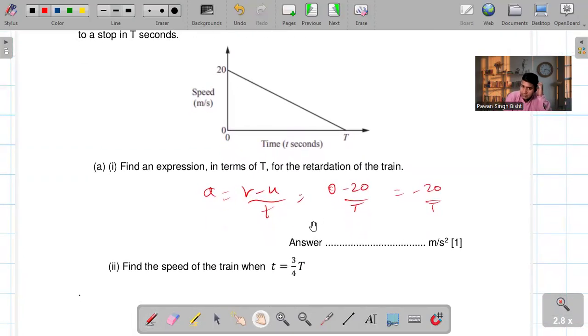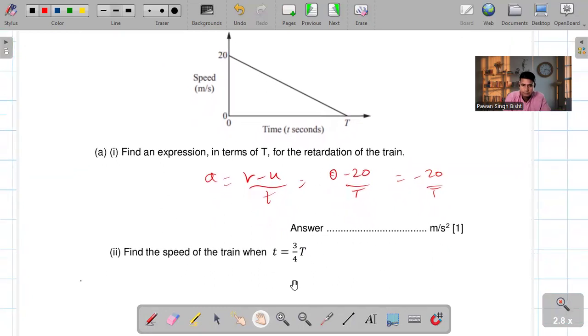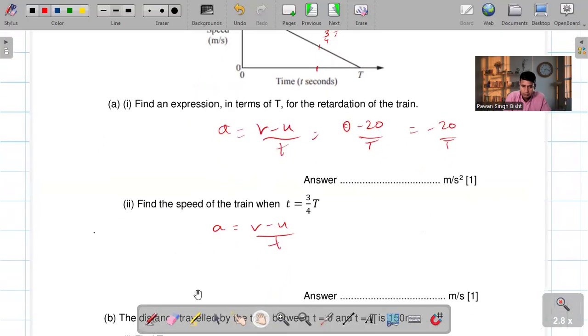Now they say find the speed of the train when t is 3 over 4 of t. When t is somewhere here, at 3 over 4 of t, they are asking the speed. Now you know that the formula of acceleration is v minus u over t. Acceleration we already got, negative 20 over t, and when time is 3 over 4 of t, we have to find v. Initial velocity is 20.